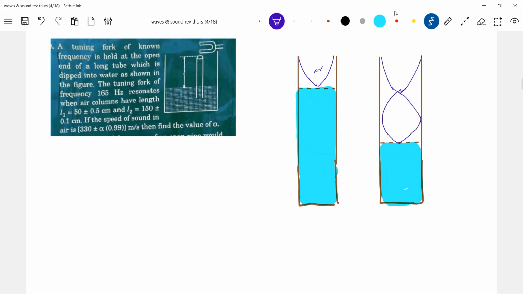This is the same tuning fork. Now, what is that L1 and L2? They are given, this particular length is given for us. I think the problem is related to errors. So you know what is L1? L1 should be lambda by 4. L2 should be 3 lambda by 4.